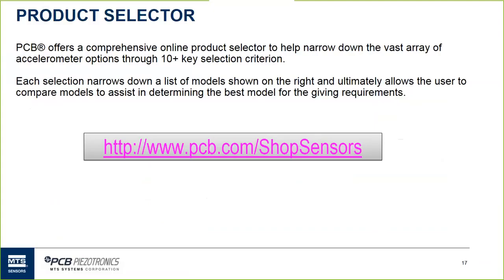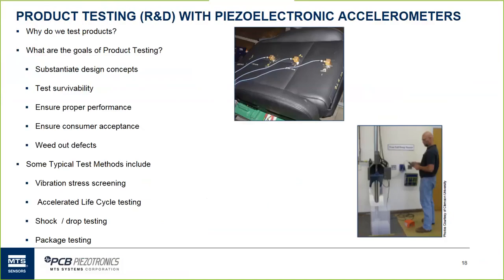All right, so let's move to the next slide. So looking at product testing or research development of piezoelectric accelerometers, why do we test products? What are the goals of product testing? Typically, we want to substantiate design concepts, to test product survivability, ensure that it meets proper performance criterion, ensure consumer acceptance, weed out potential defects.